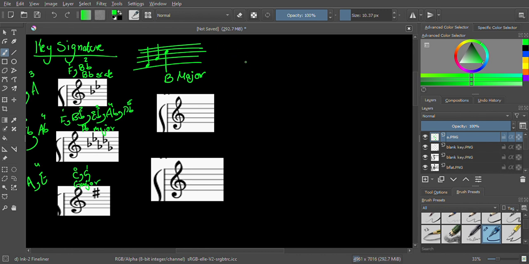So I start from C at 0. I move 4 notes ahead. You can count for yourself. Now I'm just going to write it. G. I move 4 notes ahead from that.